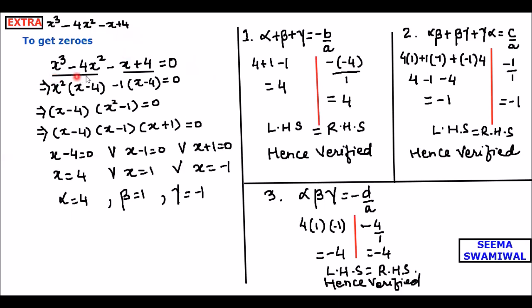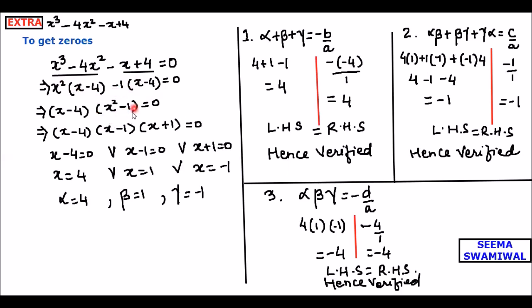Since you are able to take these two terms giving you x square common, and these two terms giving you minus 1 common, let's take these two terms together. Take x square common, you are left with x minus 4. If you take minus 1 common, again you are left with x minus 4. So this bracket x minus 4 can be taken common. So x minus 4, and this is x square minus 1.